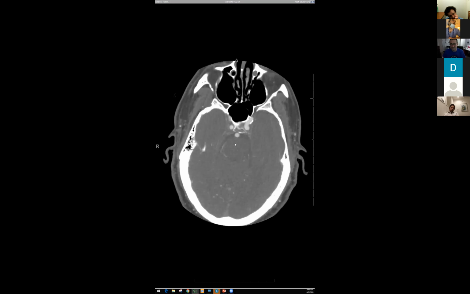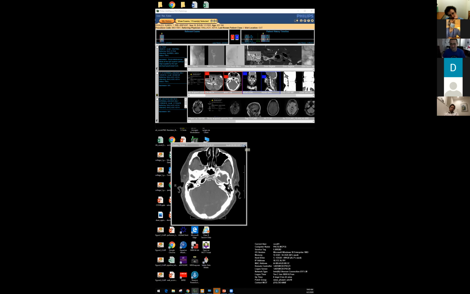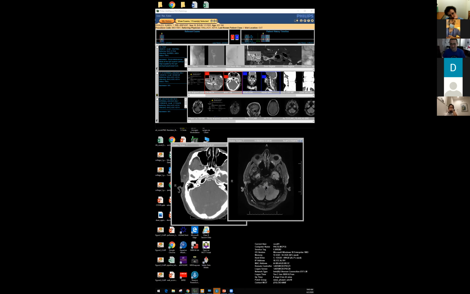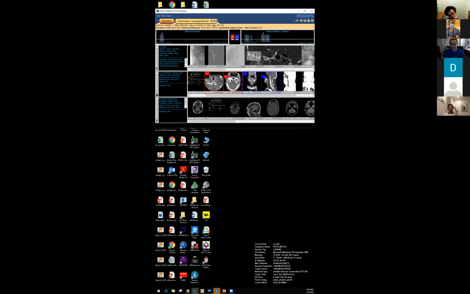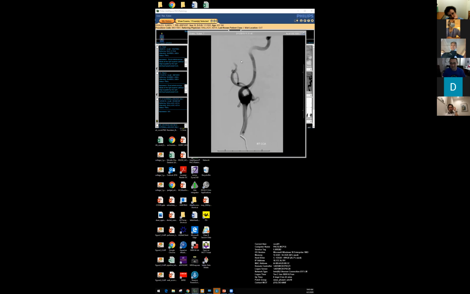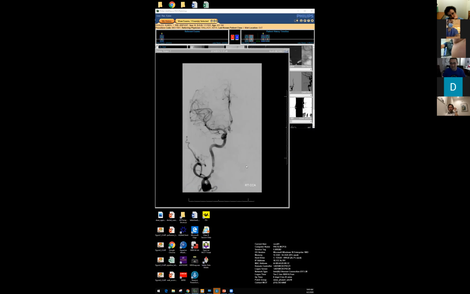Now the findings, though, were pretty suspicious for a dural or an AV fistula or a vascular malformation, which was associated with edema in the brainstem from a venous congestion. So he came to us. This was last year, and we did an angiogram, and on the very first image of the angiogram, we identified the issue.